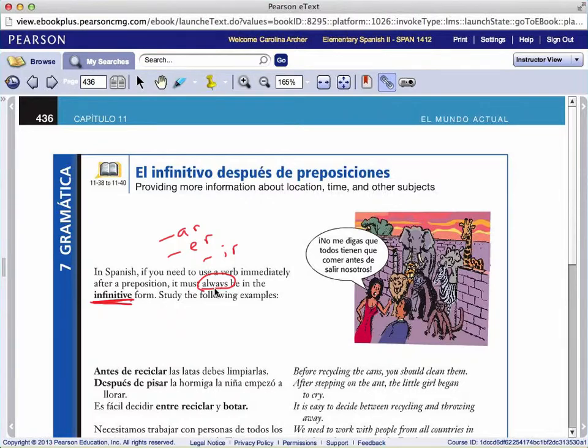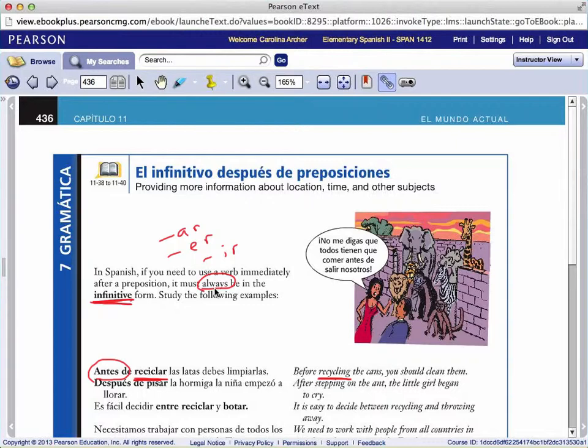Antes de, okay, so we have a preposition, antes de reciclar, in the infinitive. Okay, notice that in English we use the ing form, the present participle. In Spanish we do not use the present participle in this way. We can't say antes de reciclando.